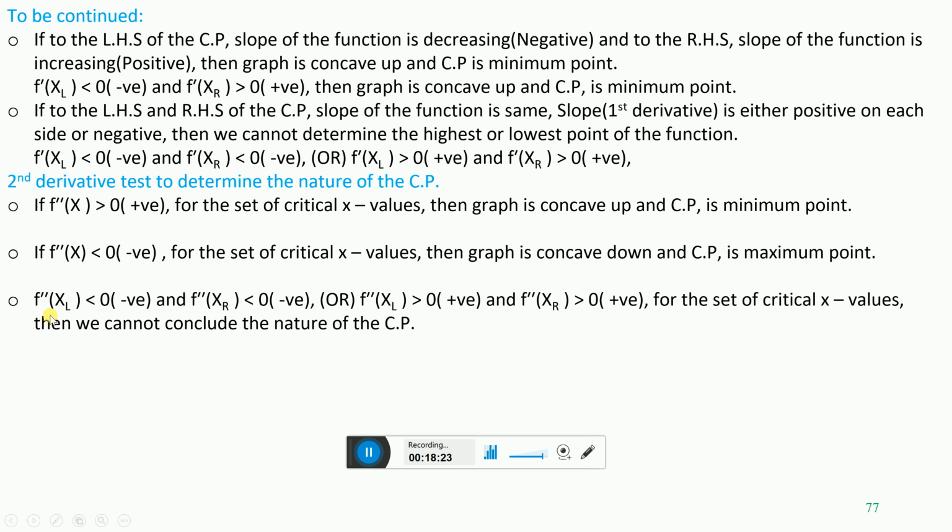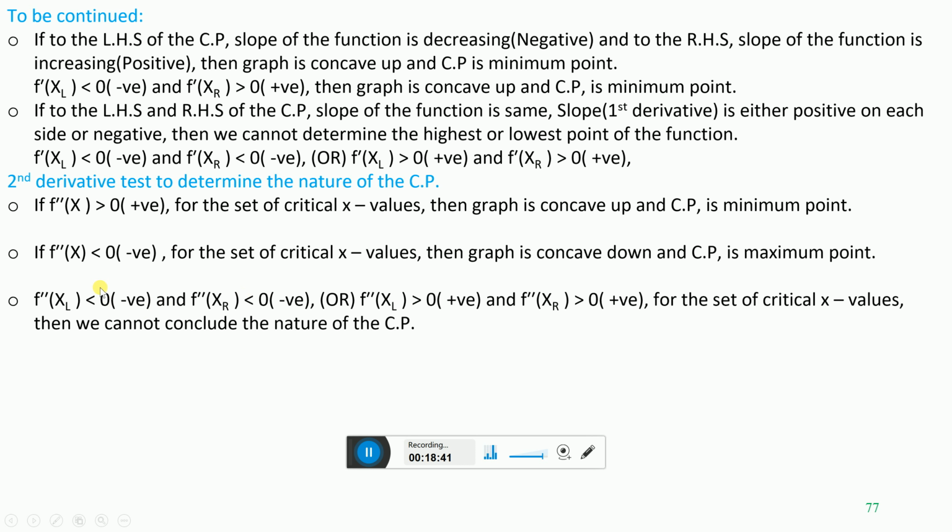The correct statement is this: if the second derivative of the function for the set of x value is equal to 0, then we cannot conclude the nature of the critical point. Dear students, in this third condition there is a writing mistake.